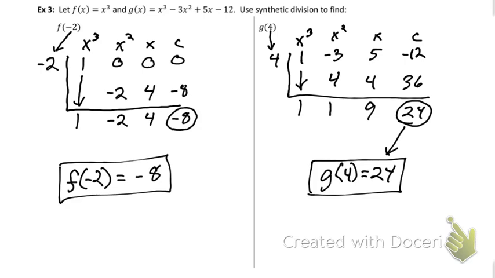Honestly, as weird as it seems, sometimes synthetic division is actually easier than plugging stuff in. I didn't need a calculator at all. And sometimes people pull out calculators as soon as there's a cube. So there are times where synthetic division is actually easier than plugging it in. You don't get those huge numbers. It just ends up with your answer.